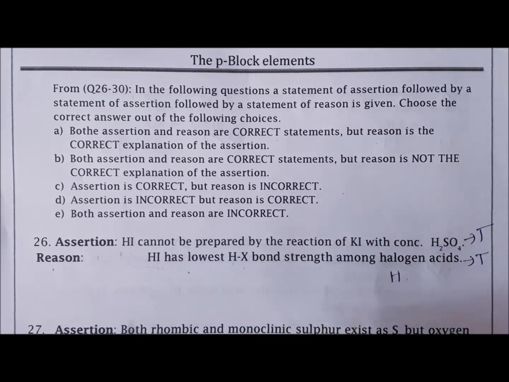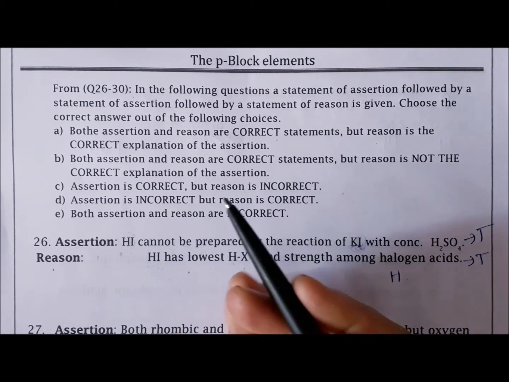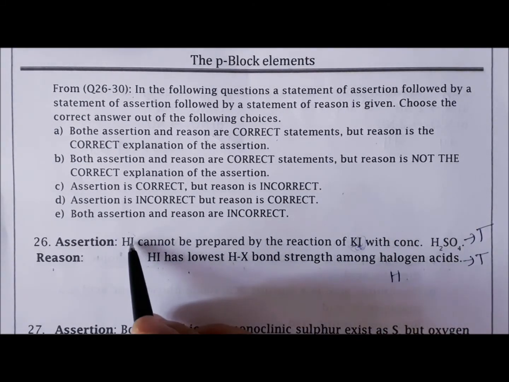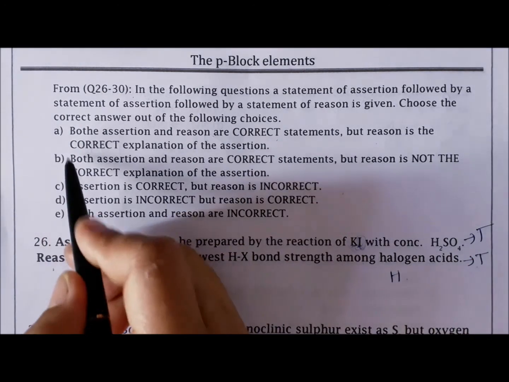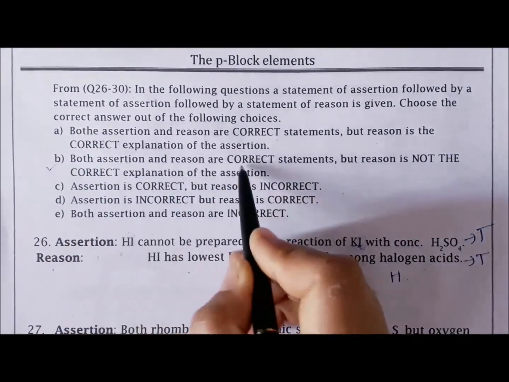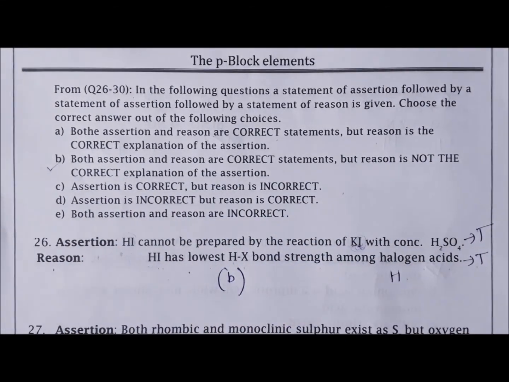Why? Because on moving down the group, the affinity toward hydrogen becomes lesser and lesser. Now if you see KI, the potassium has high affinity towards iodine, and the affinity between hydrogen and iodine is not that strong. So for that reason it is not easily prepared by this reaction. The assertion is true, but the reason is not the correct explanation. Both are correct, but the reason is not the correct explanation of the assertion. So B is the correct option for this question.